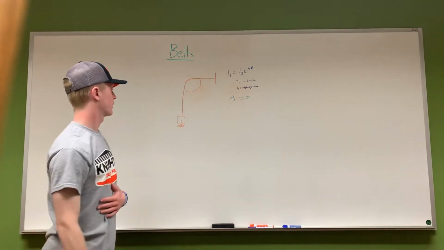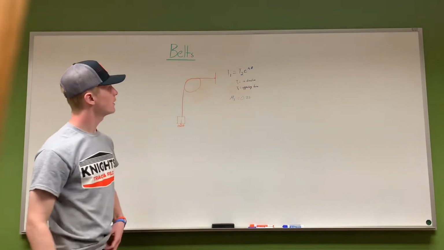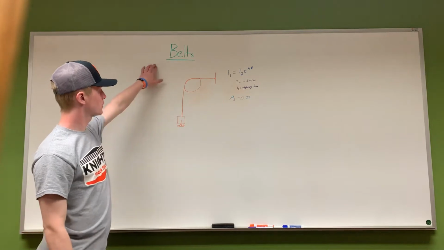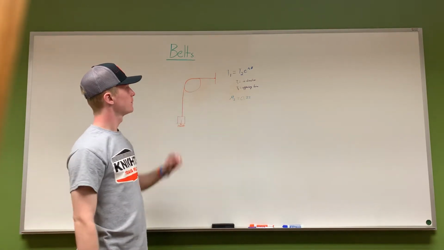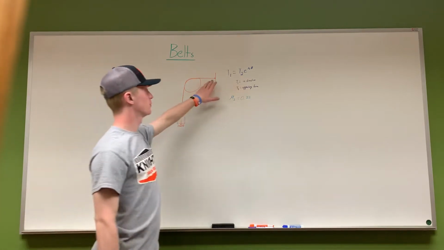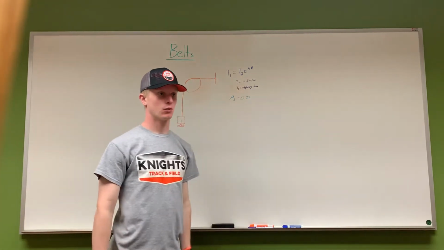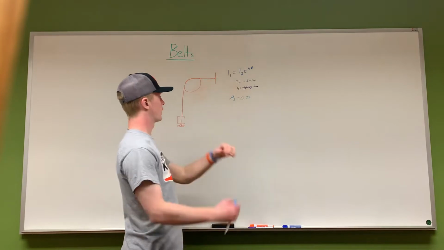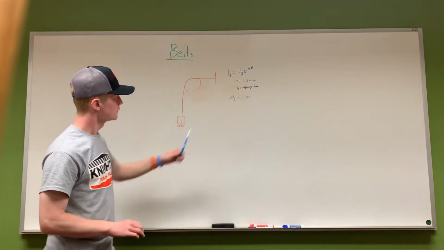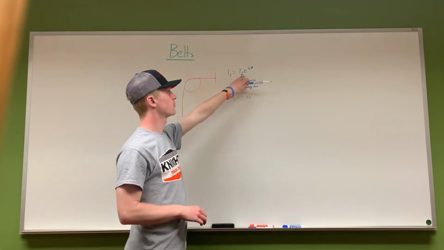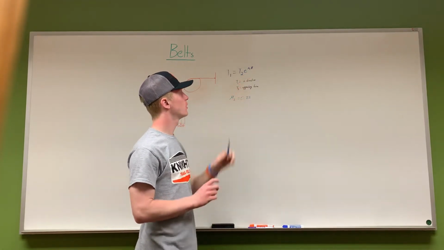I forgot my BFS up there, sorry. But anyway, we're talking about belt friction, and we're basically going to try to figure out what force, if you were pulling on this, I just have it attached to a wall, is acting on that wall to hold this object up. And here's our equation for that, T1 equals T2 times E to the mu.